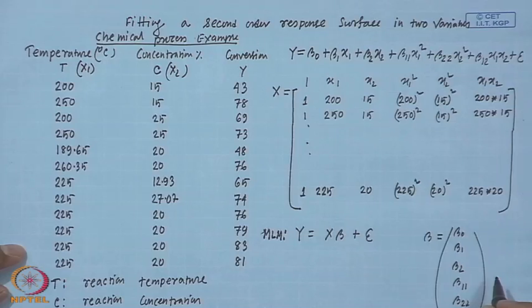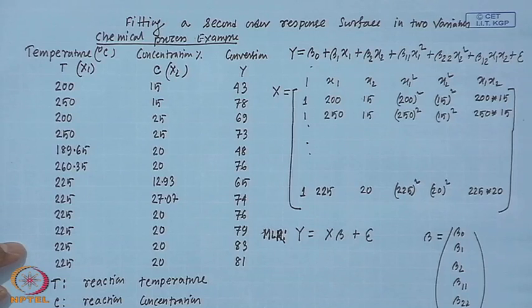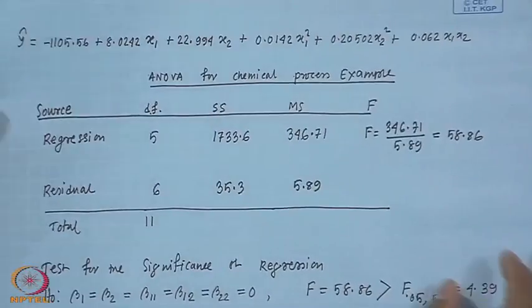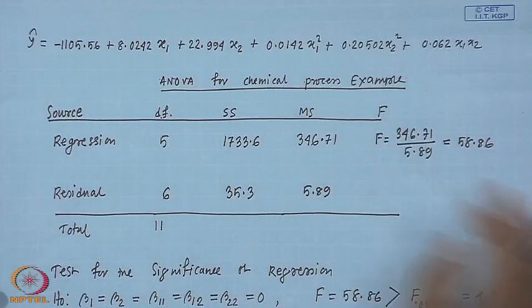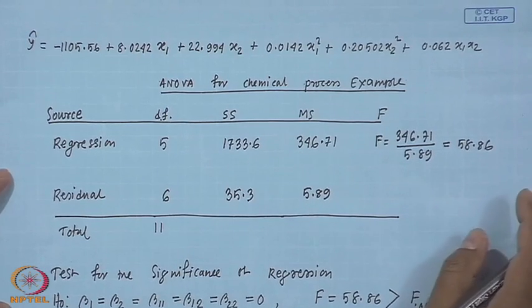the coefficient matrix x, and then this is the same as multiple linear regression, y equal to x beta plus epsilon, where beta is beta naught, beta 1, beta 2, beta 1 1, beta 2 2, and then beta 1 2. So, you have to estimate these coefficients, and you know how to do that. So, beta hat is x prime x inverse x prime y. You know the x matrix, you know y, so you can compute beta hat. Here is the fitted model now. This is beta naught hat, and this is the fitted model for this chemical process example. And then here is the ANOVA table for this one.